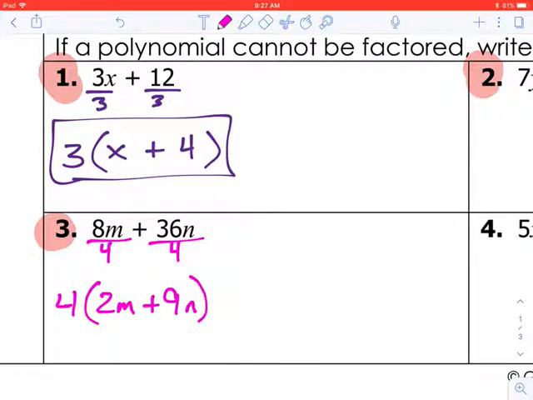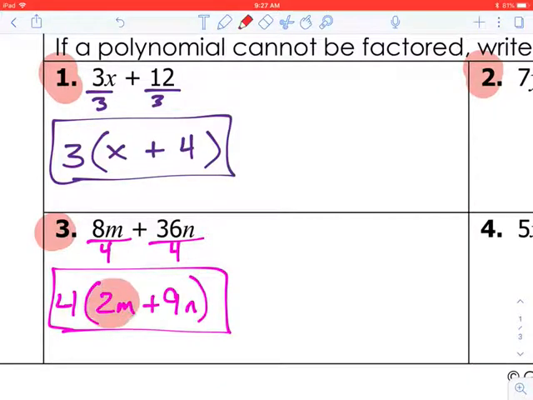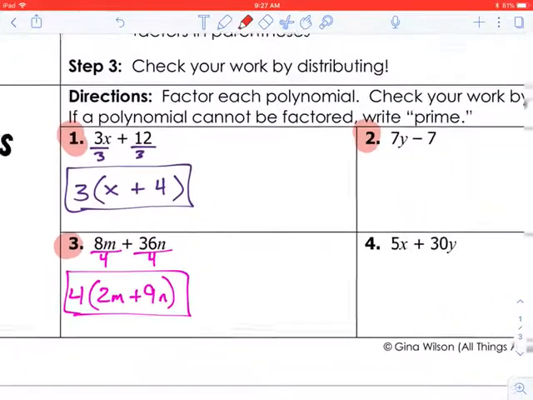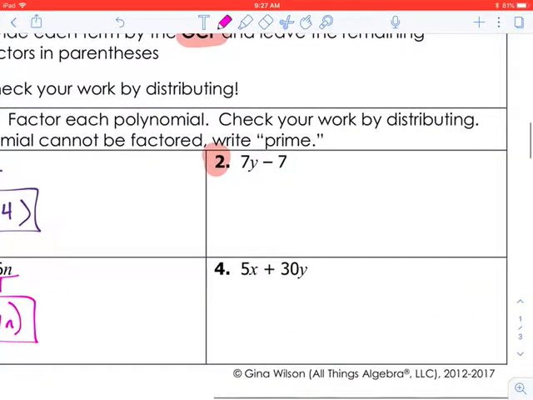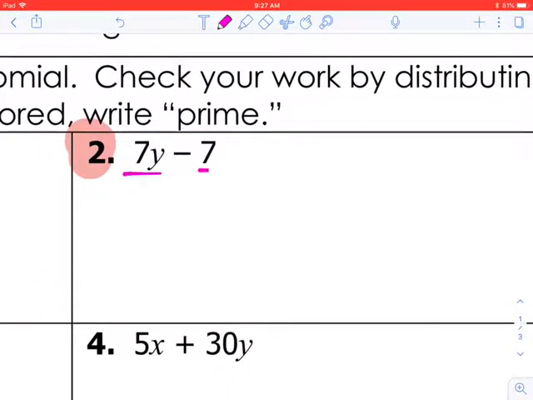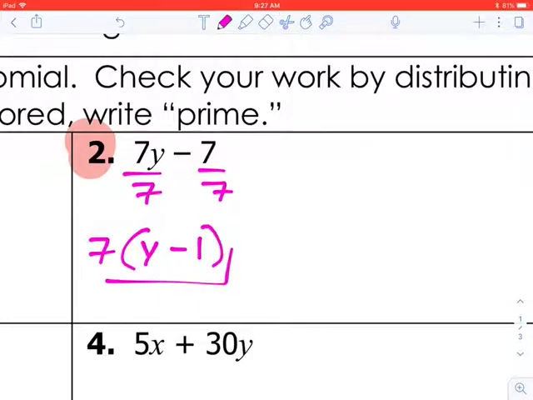And there we go. Nothing else I can do there. Double check, make sure you can't divide those by anything. And if not, you're done. Okay? And so same thing on number 2. Both of these can divide by 7 and nothing else. So 7 on the outside. 7 divided by 7 is 1 with a y. And then minus 7 divided by 7 is also 1.